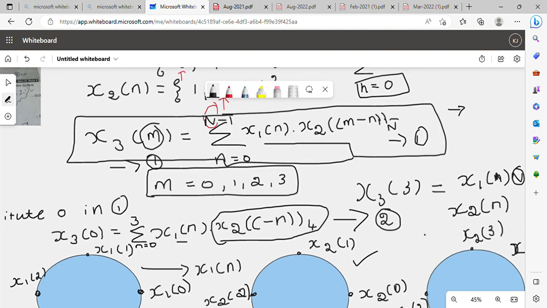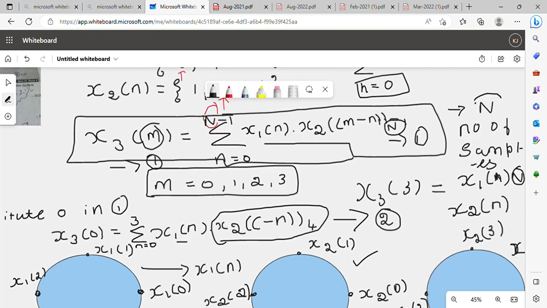One is you have to substitute the value of capital N. Your capital N is what? Number of samples. You have 4 samples, that is, it is a 4-point DFT, right? For this question. For another question it might vary, right? This is the number of samples.